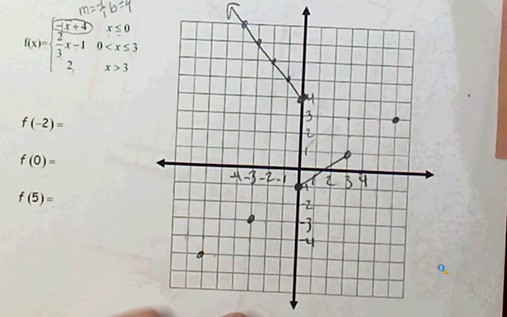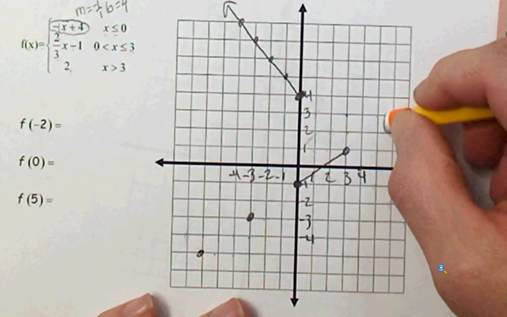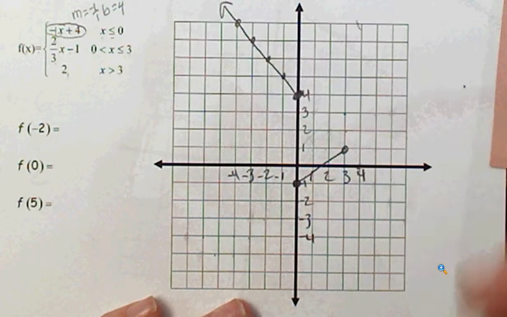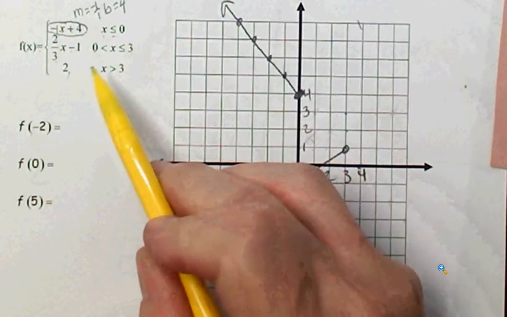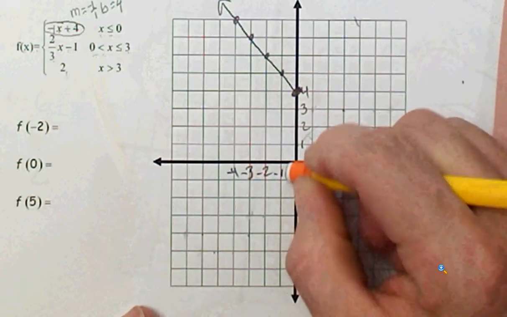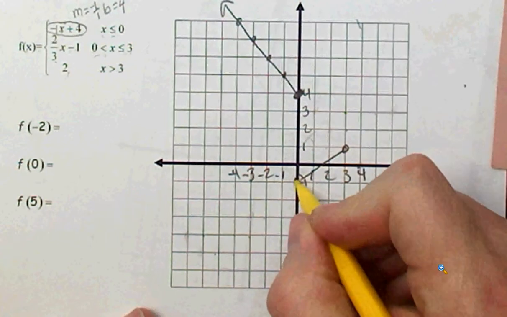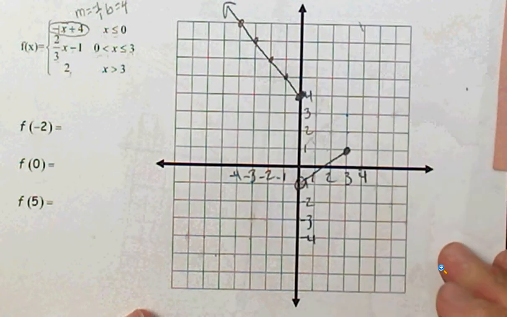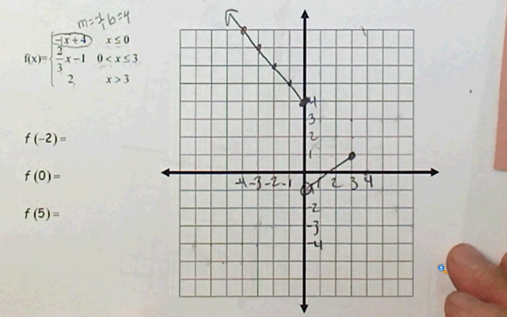After I take my cards away, I erase. And I check for open, closed circles. At 0, it should be open. And at 3, it should be closed. And now I have one piece left.